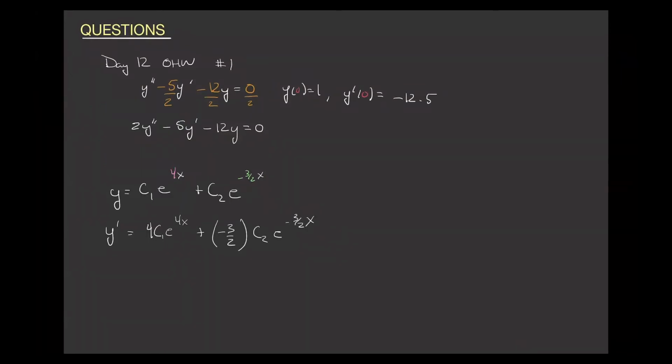And then we substitute our initial value information. So we take 1, that's equal to y of 0, which of course is equal to c1 plus c2. And then we have -12.5, which is equal to y prime of 0, which is equal to 4c1 plus -3/2 c2.